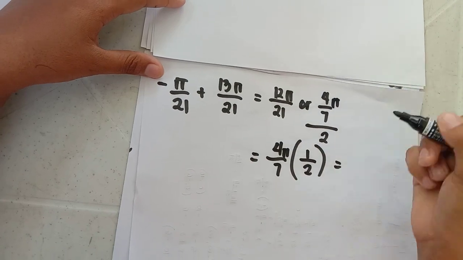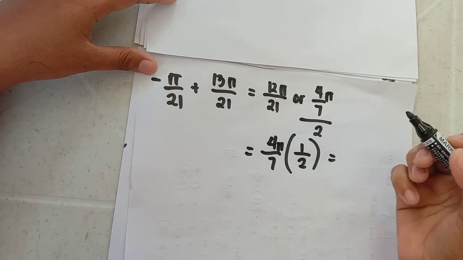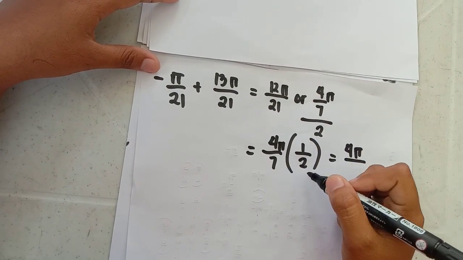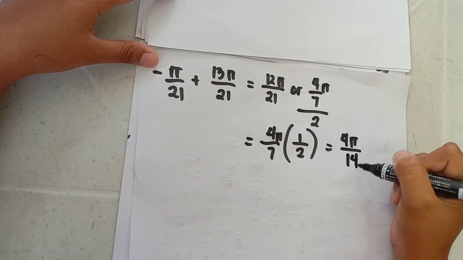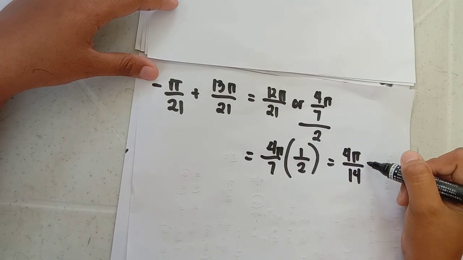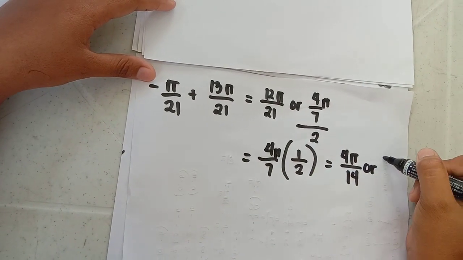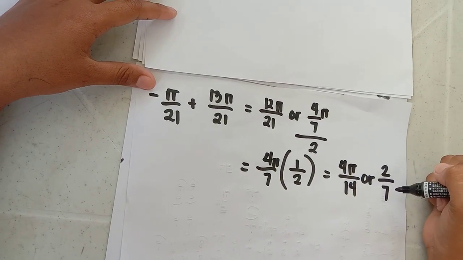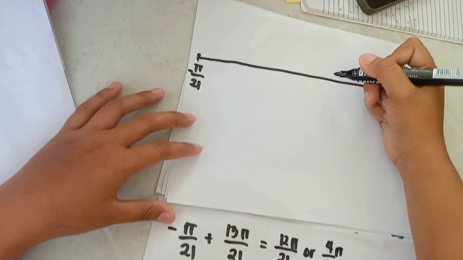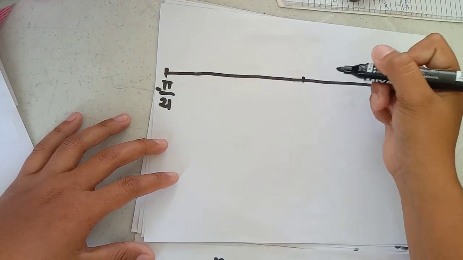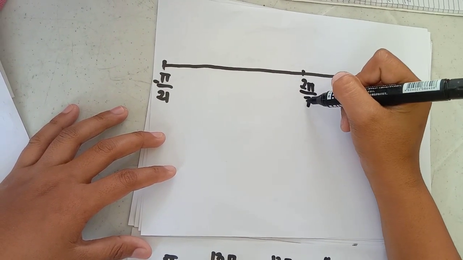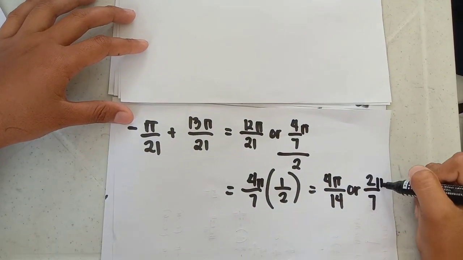So 4 pi over 7 times 1/2. 4 times 1 equals 4 pi, and 7 times 2 equals 14. Reduce to the lowest terms, which is 2 pi over 7. And this is our midpoint, 2 pi over 7.